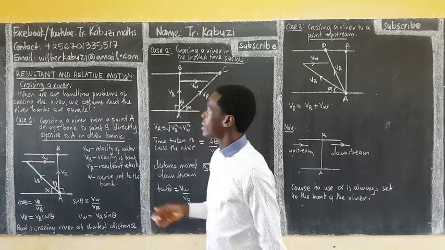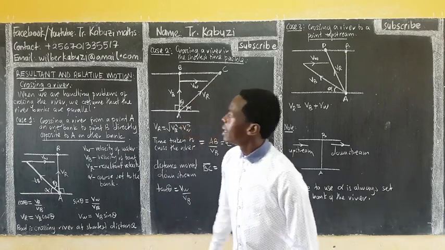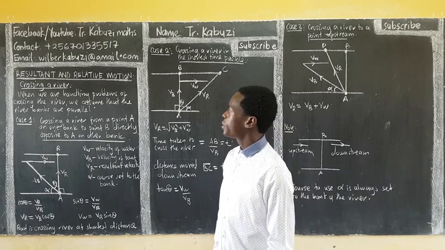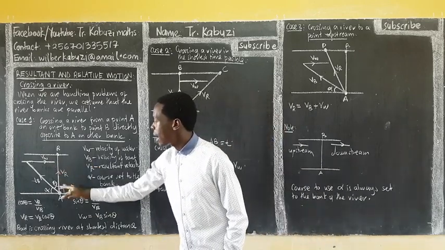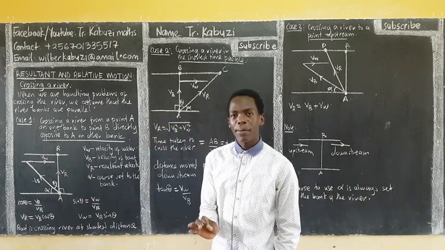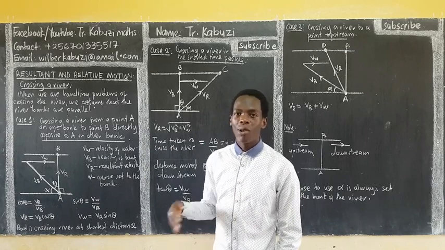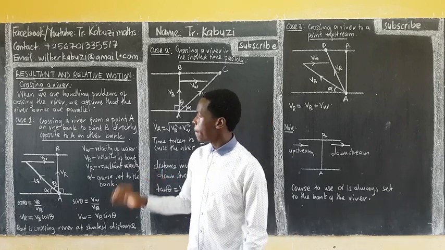Okay, now members, let us see crossing a river problems. When we are handling problems of crossing the river, we assume that the river banks are parallel. This is our river, and these banks we consider to be parallel, as simple as that. Don't assume these rivers are bending, like oxbow and so on. We assume that they are parallel.